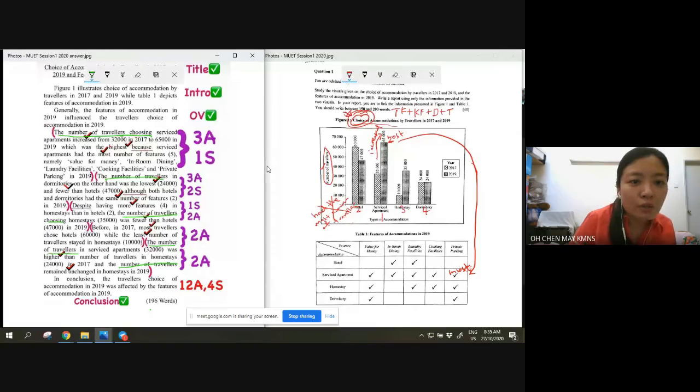Then you have the linking word here, because service apartments had the most number of features. Okay, most, another trend word over here. How many features? 5. All right, then all are here. Value for money, in-room dining, laundry, another analysis because of the trend word here. So increase, highest, most, and everything is there. The data is there. The key features are there. And then all this data down here is there. And then you have the linking word. So the linking word gives you a synthesis. So 3A, 1S, just for this sentence itself.